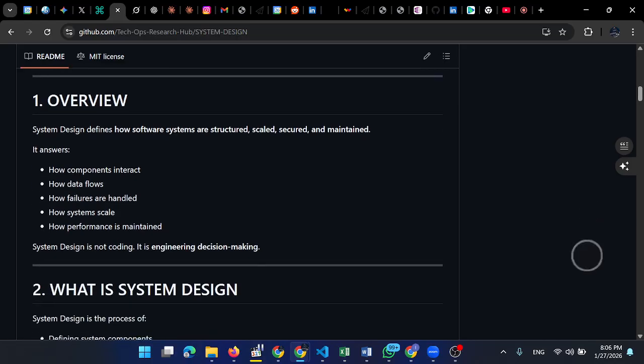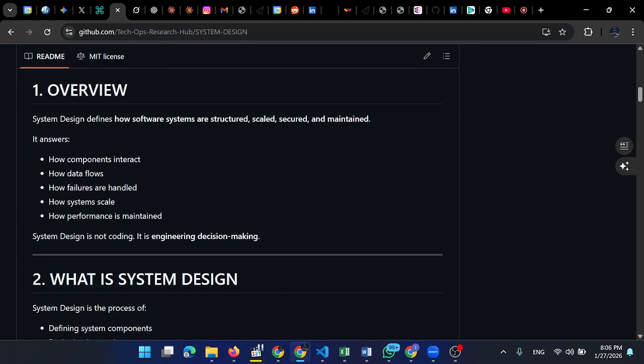Then we have the overview perspective here. You realize that system design defines how software systems are: one, structured; two, scaled; three, secured and maintained. So it answers quite a number of questions. One is how components interact. Remember, components are more like features. So how these features interact is very important.